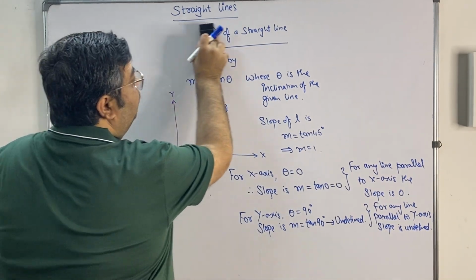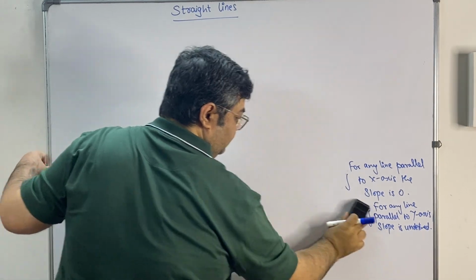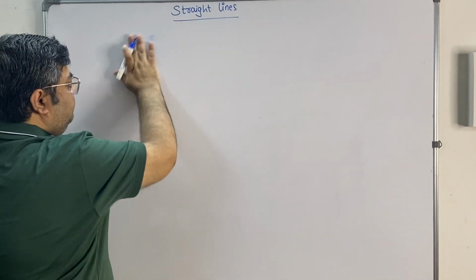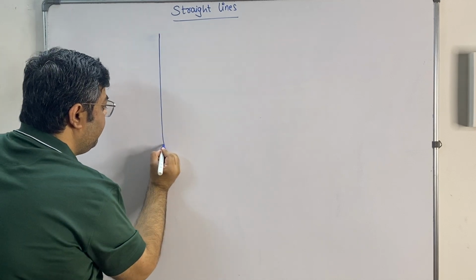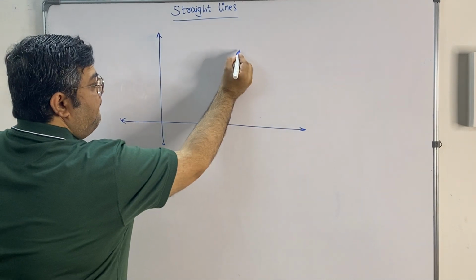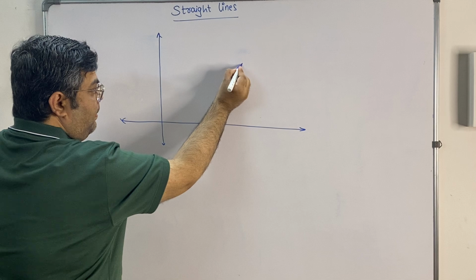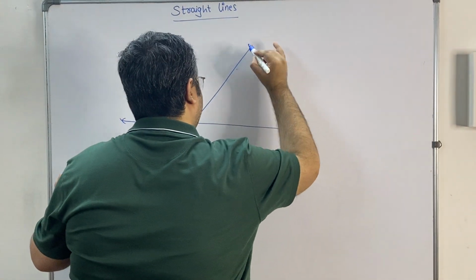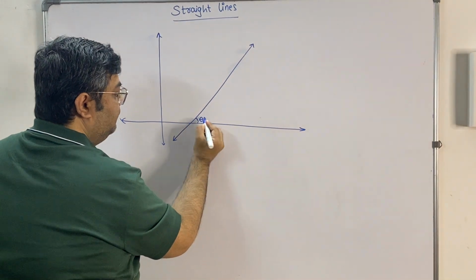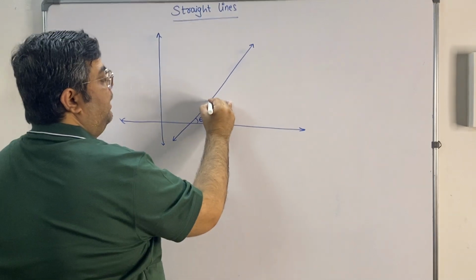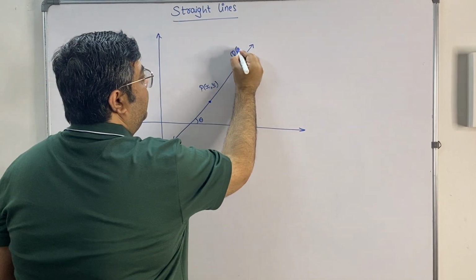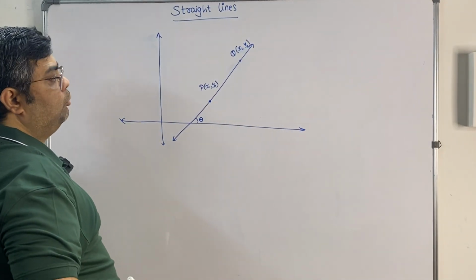Now suppose we have been provided with 2 points. Suppose there is a straight line like this. The inclination of this line is theta, and the line passes through 2 points, say P (x1, y1) and Q (x2, y2). These are the 2 points on the line.